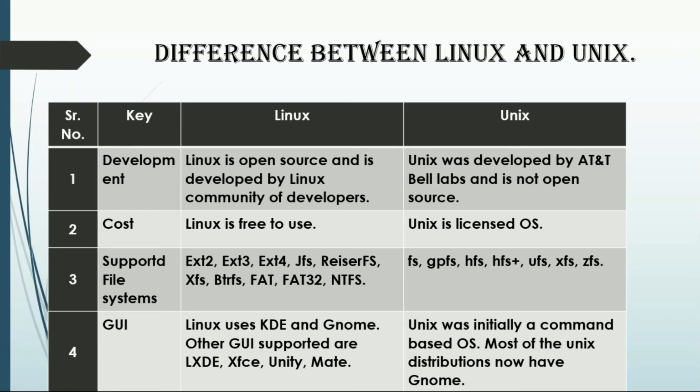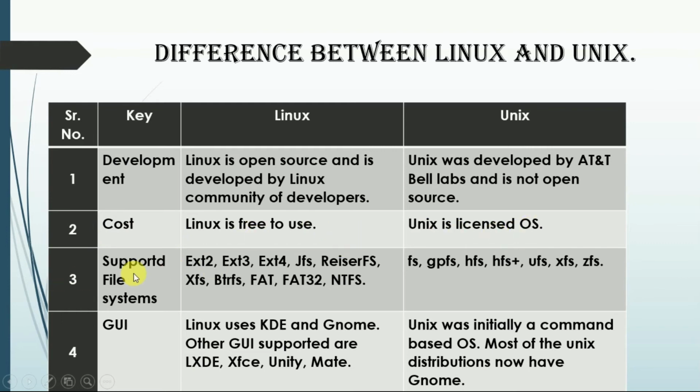Here are the key points. The first one is development. Linux is open source and developed by the Linux community of developers. Similarly, Unix was developed by AT&T Bell Labs, and it is not an open source operating system. Secondly is the cost. Linux is free of cost, and Unix is a licensed operating system.